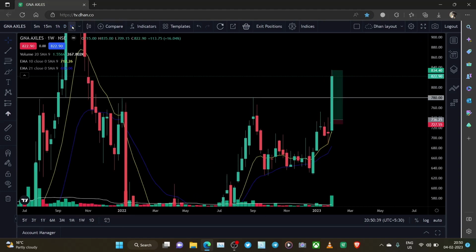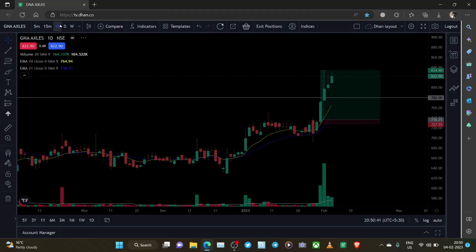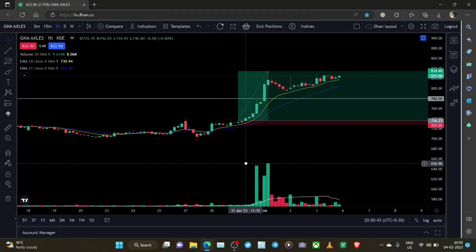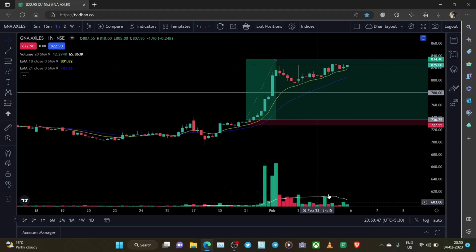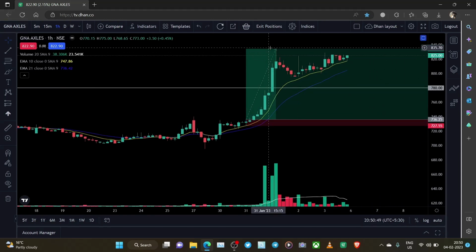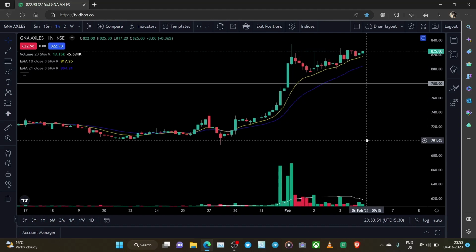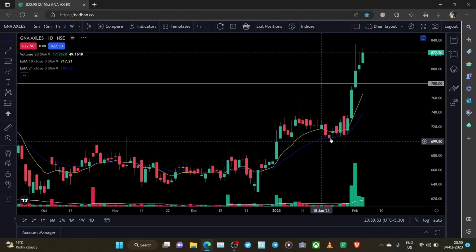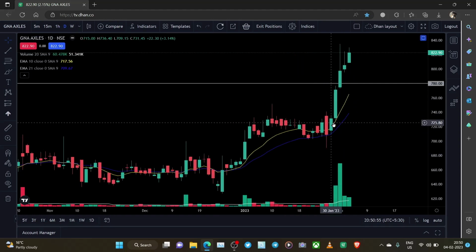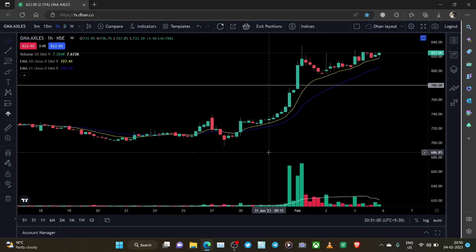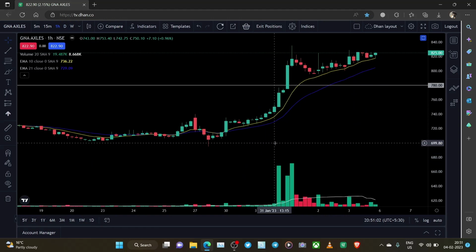Okay, guys. So when I had spotted the inside bar candle, then I went to the hourly frame. When did I spot the inside bar candle? That was on 30 January. Then I went to the hourly frame.